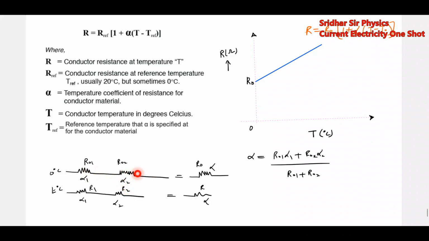When two such resistors are connected in series, what is the effective alpha? One has temperature coefficient of resistance alpha 1, the other alpha 2. What is the effective alpha? It is given by this particular formula. What is the effective R? R will be the same thing: R naught equals R naught 1 plus R naught 2. Similarly, R equals R1 plus R2.